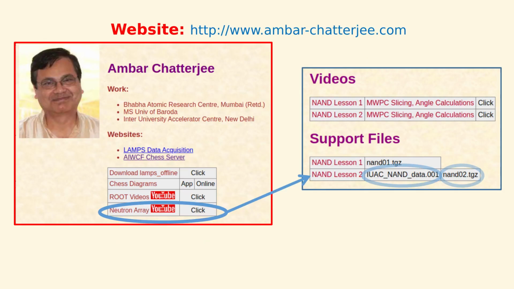Now my website is ambarchatterjee.com, and you can connect there. On the opening page you will find a link which takes you to the page for the neutron array, and in that page you will find the links for today's lesson 2, which includes this sample file IUAC NAND data.001, which is a ROOT data file, and you will find a tar zip, nand02.tgz, from where you can extract the required program source codes.